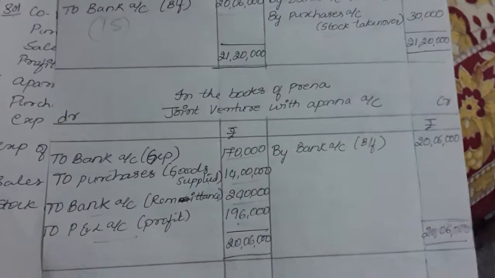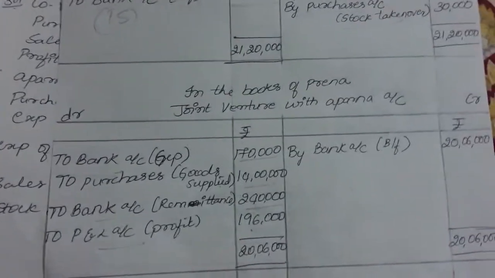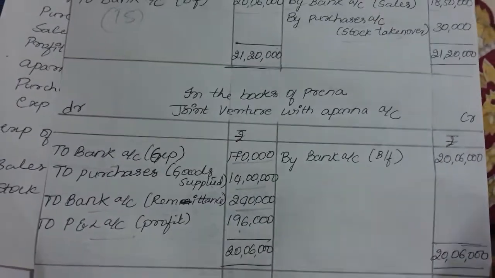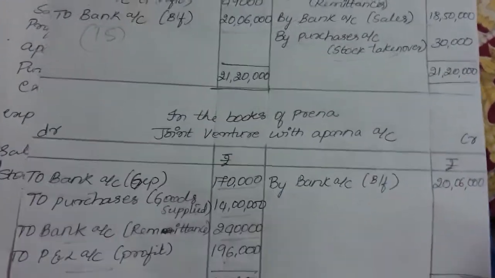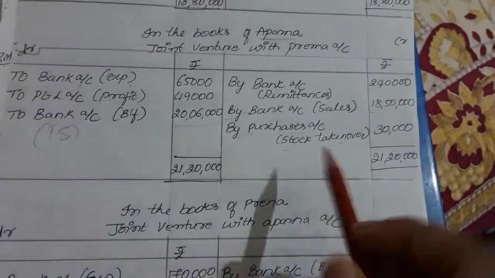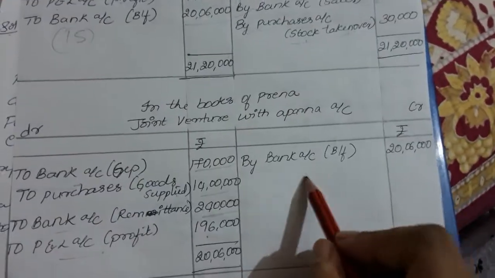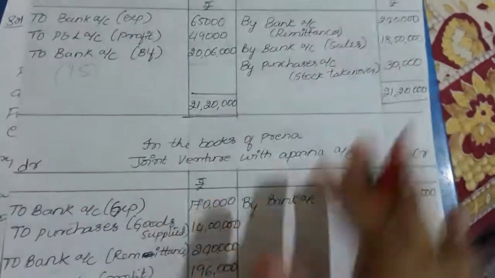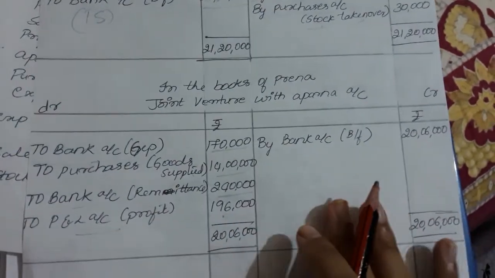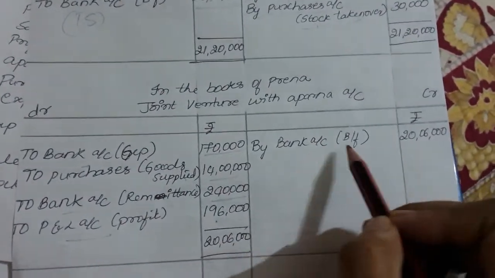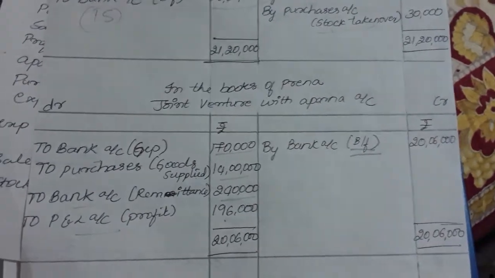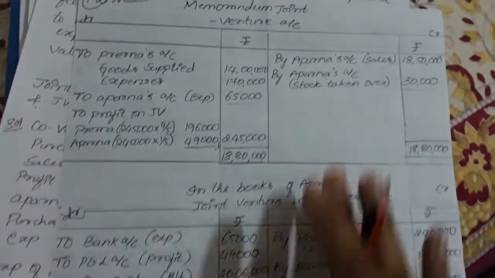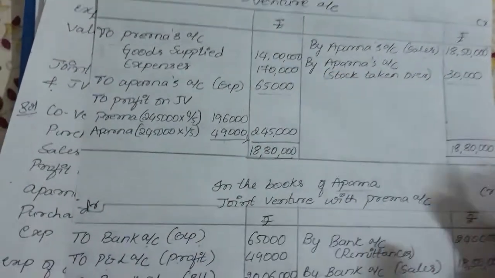Similarly, coming on to the other side, sales need to be recorded. Sorry, I'm extremely sorry. The sales have been made by Aparna, not by Prerana. Here this is the final settlement balancing figure. This is the value of the final bank settlement, the balancing figure of 20 lakh 6,000, that needs to be made. So this is all about the personal accounts, and this is the memorandum joint venture account.